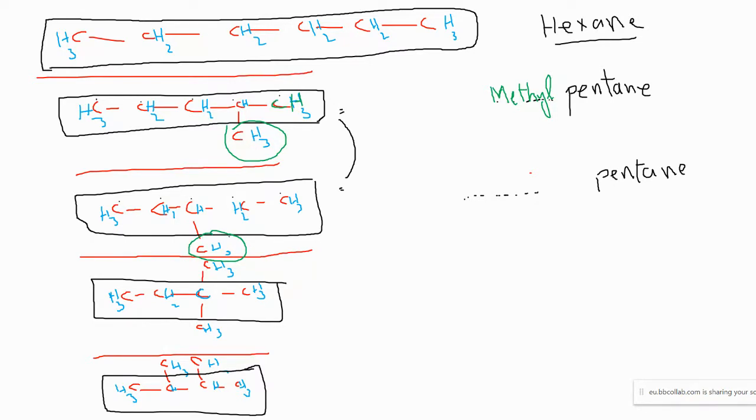Here also, what about this one? It's also CH3, same. So it means methylpentane, good. But if we look at the structure, there is something different. What is the different thing here, in these two structures? Where is the methyl group?